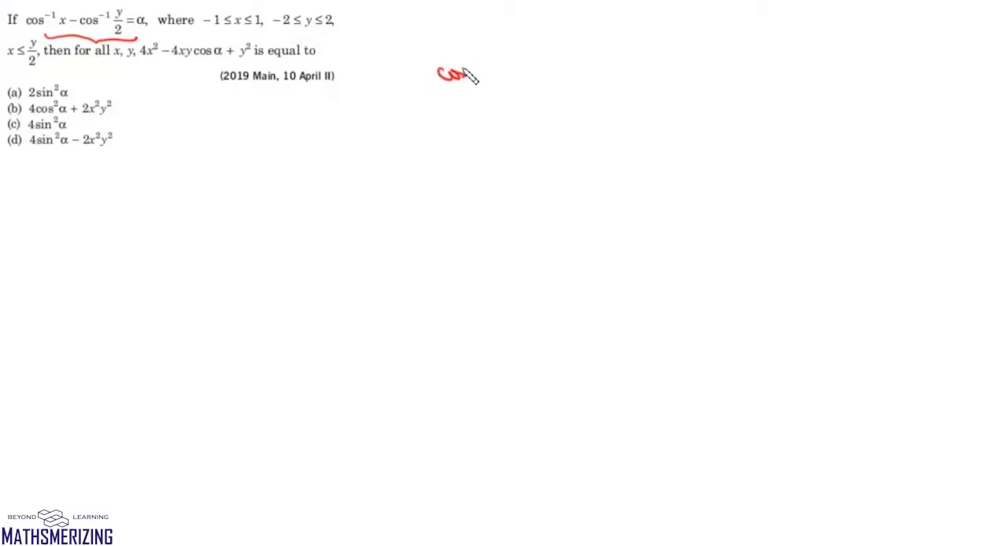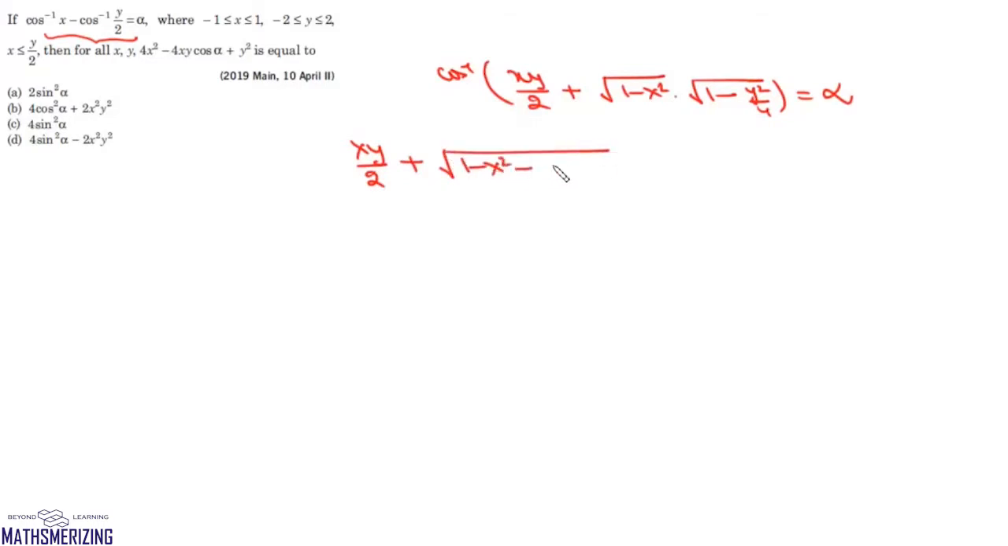Now the formula is cos inverse of xy, so it will be xy by 2 plus under root of 1 minus x square into under root of 1 minus y square, and y in this case is y by 2, so it will be y square by 4, and it should be alpha. Now we'll take this cos on the right hand side, we can write xy upon 2 plus under root of 1 minus x square minus y square by 4 plus x square y square by 4 equals cos alpha.